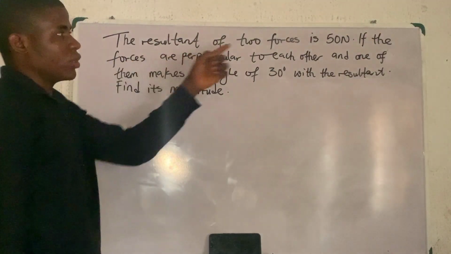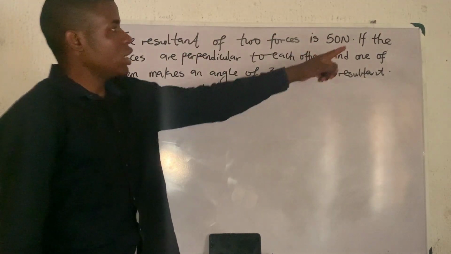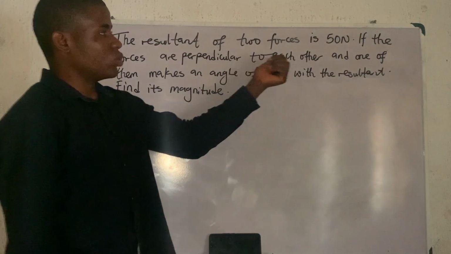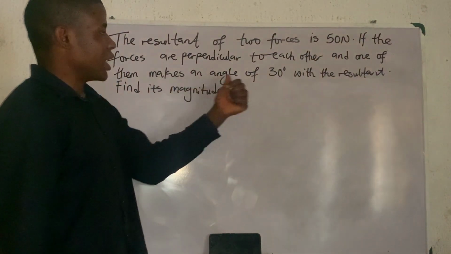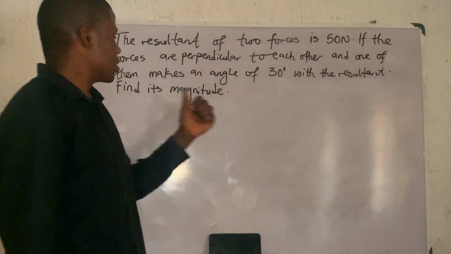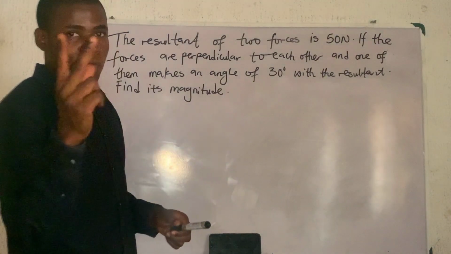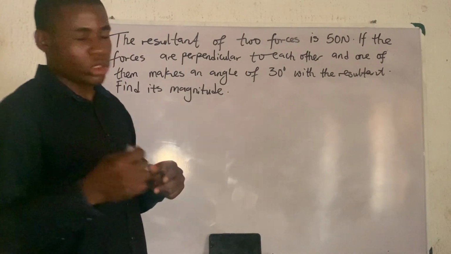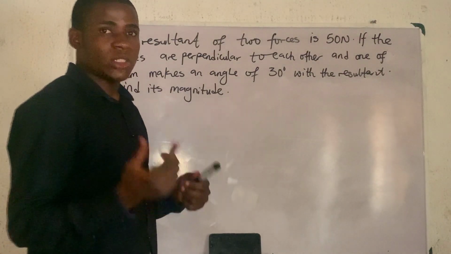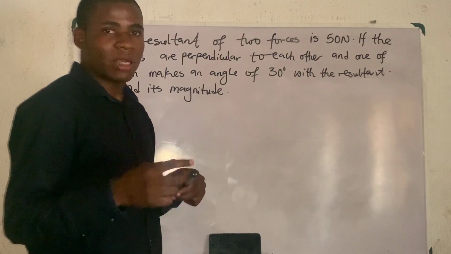I have the resultant of two forces is 15 Newton. If the forces are perpendicular to each other and one of them makes an angle of 30 degrees with the resultant, find its magnitude. So I have two forces and they say that they are perpendicular to each other. So being perpendicular, when two lines are perpendicular, it means that they form an angle of 90 degrees.